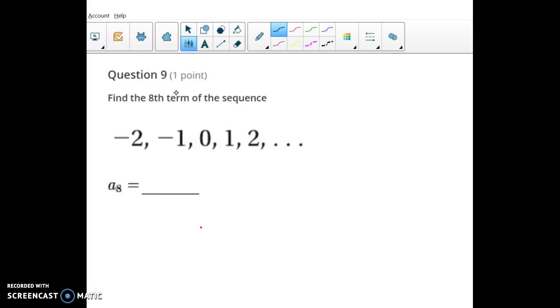Okay, this video is to help with 9.1, homework number 9. Find the 8th term in the sequence. So one trick is that the first number is always going to be the first term. So -2 is our first term, and then we could just keep labeling them.